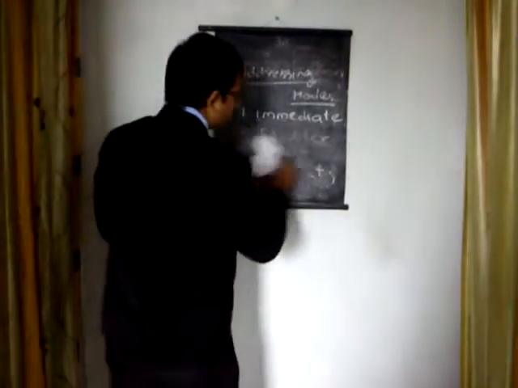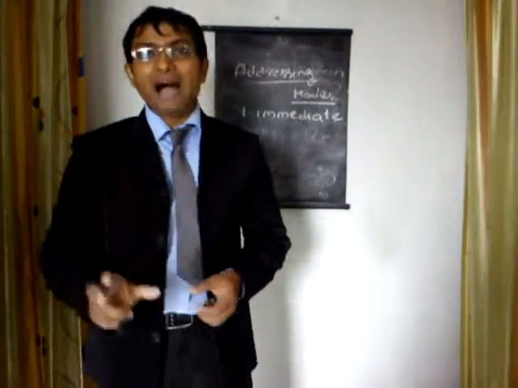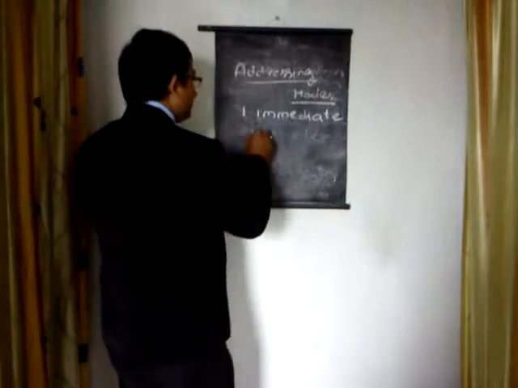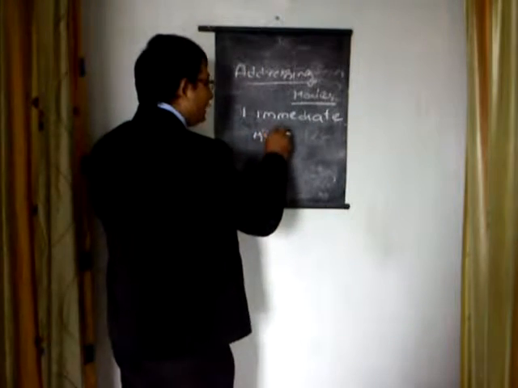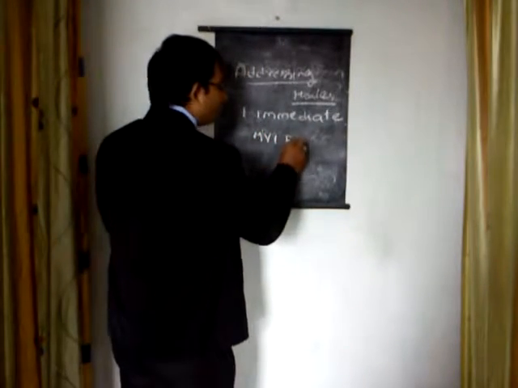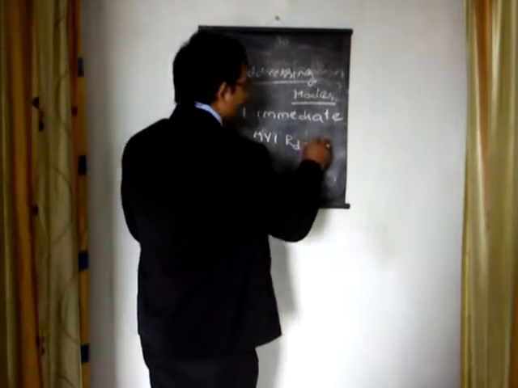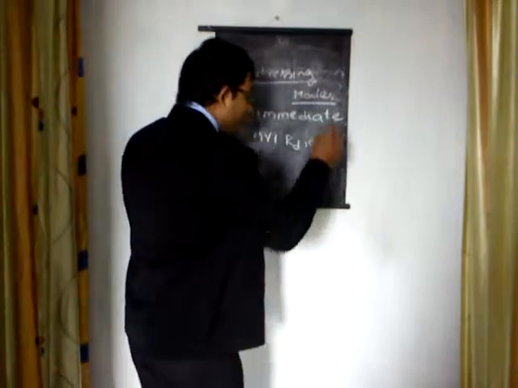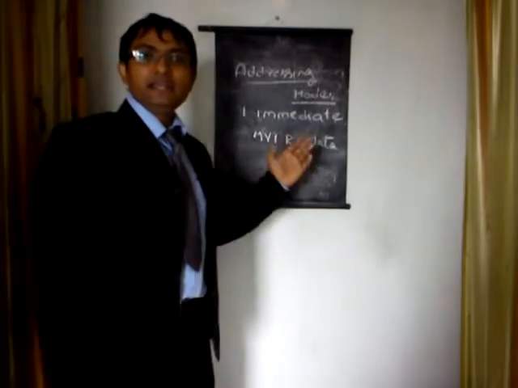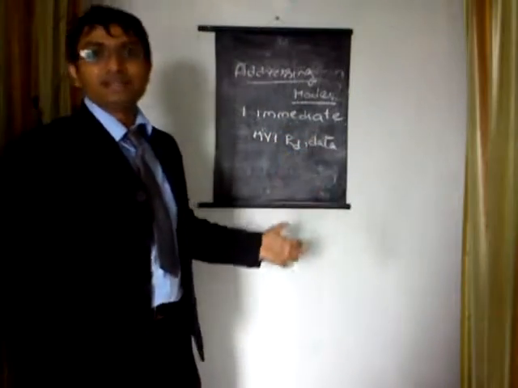So first, let me explain to you about immediate addressing mode. In immediate addressing mode, data is a part of the instruction. So for example, MVI D, data, where D is the destination register. So here you can see that data is provided in the instruction itself.